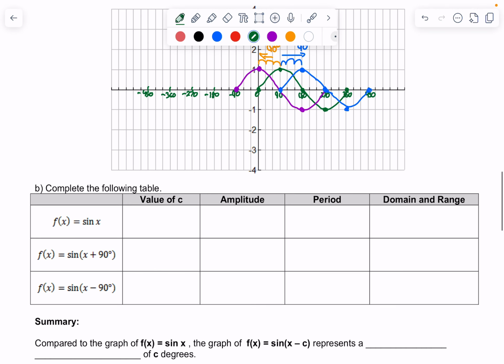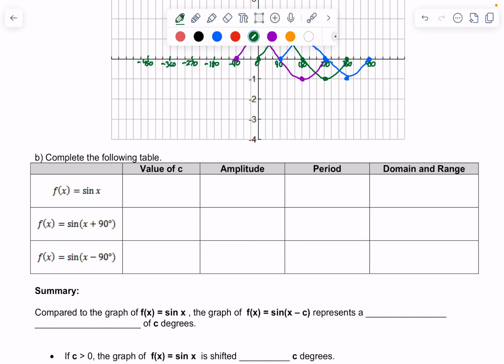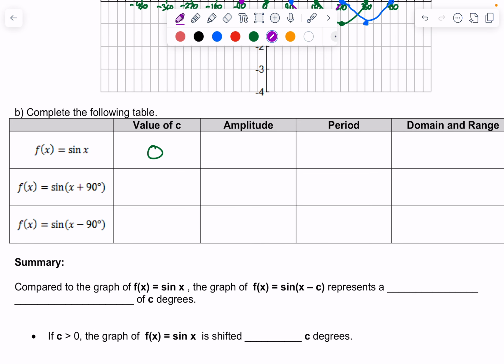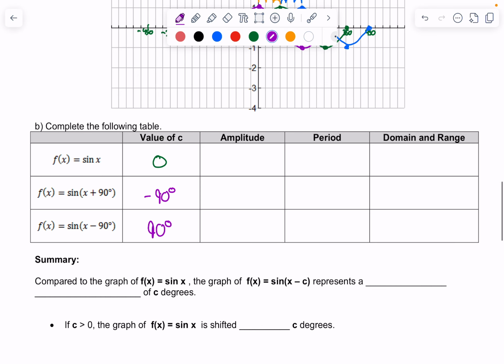Well, the value of c is what you see on the inside. So this one has 0, right? Well, this one, if you think of it, you see a positive. Remember, it's the opposite of what you see. So this one is actually minus 90 degrees. That's the value of c. It's minus 90. Well, here, if this is negative 90 on the inside, that means this had to be positive 90. It's the opposite. The amplitude, all right, same as before.